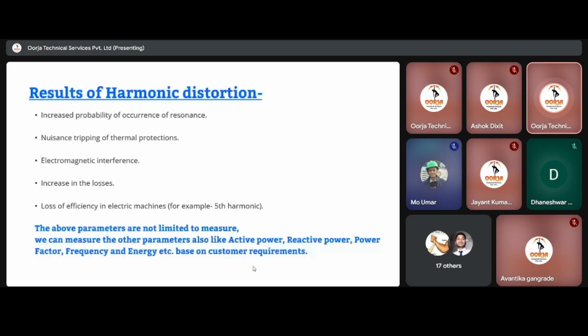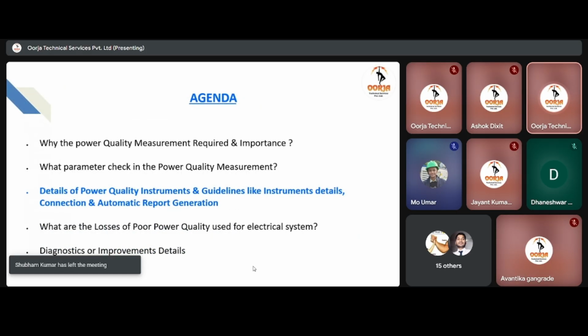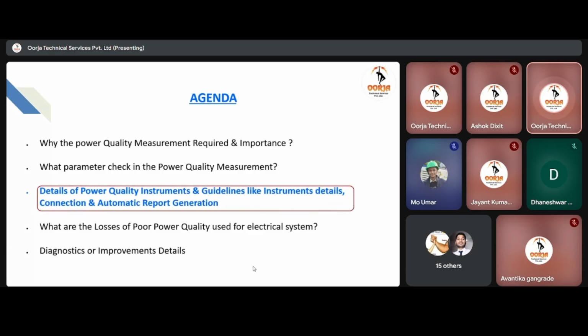The above parameters are not the limit of what we can measure. We can measure other parameters also like active power, reactive power, power factor, frequency, energy, etc., based on customer requirements. Then the next agenda point is the details of power quality instruments and guidelines like instrument details, connection, automatic report generation.